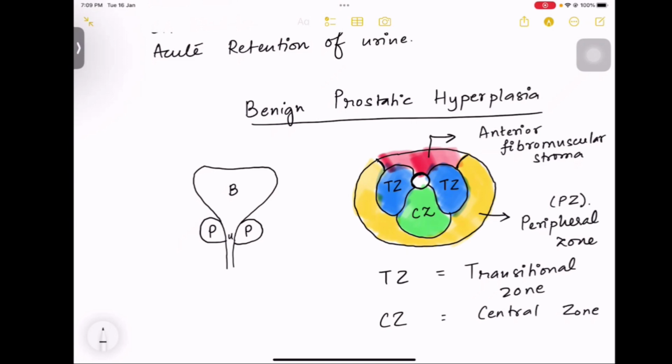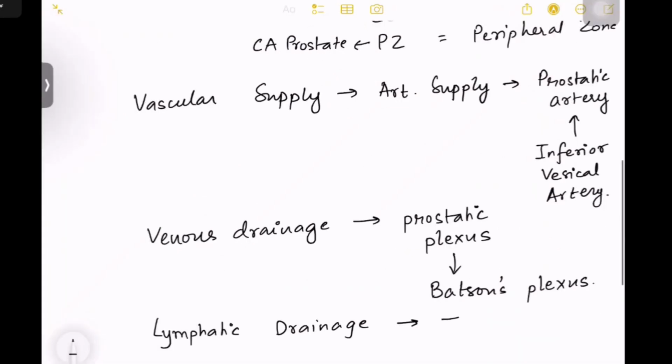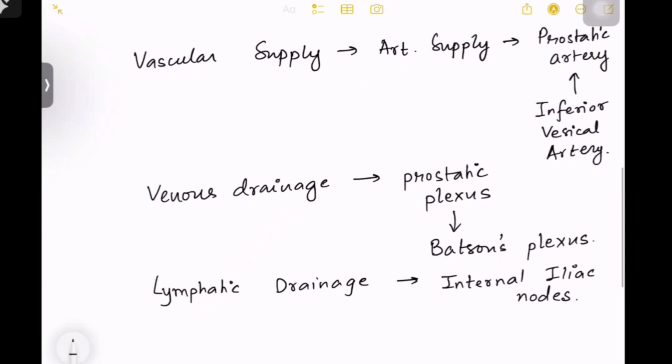You have the two blue colored structures here, that is the transitional zone. The green colored structure, that is the central zone, it is located centrally in the cut section. The yellow part that you can see is the peripheral zone, and the red part that you can see is the anterior fibromuscular zone. Okay, now the BPH that is common from the central zone, and carcinoma prostate is common from the peripheral zone. How will you remember this? Carcinoma prostate, so P for prostate, P for peripheral zone.